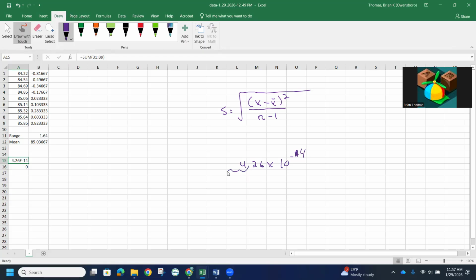So 1, 2, 3, 4, 5, 6, 7, 8, 9, 10, 11, 12. So let's see, we got all the way over here. So you have a bunch of zeros, 13 zeros, and then that 4. So if I put this in decimal notation, it's just like 0.0000. So essentially this is basically 0.